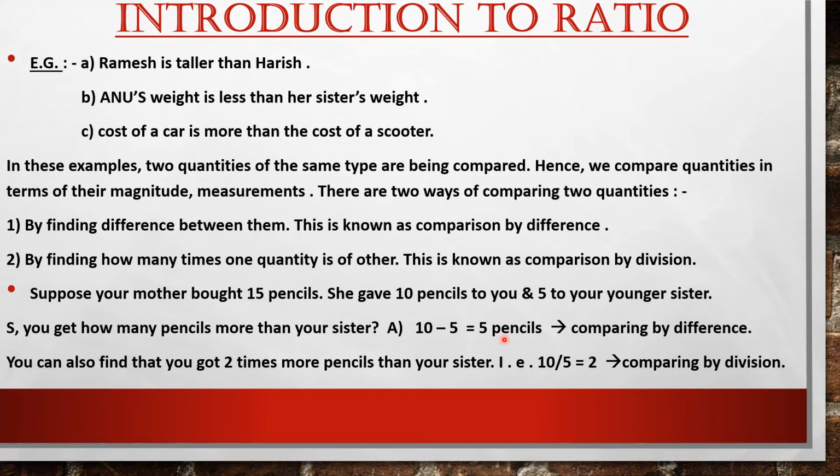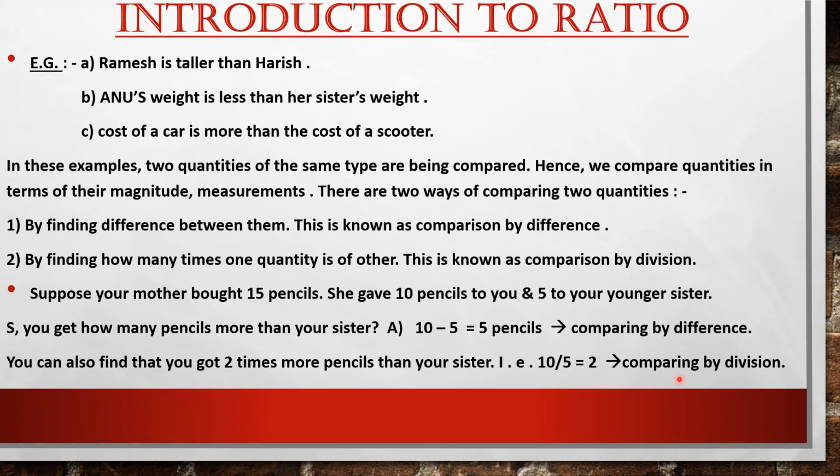Here, to compare the number of pencils given to you and your sister, the difference between your share and your sister's share was found. This process is known as comparing by difference. Children, there is another way of comparing the pencil share in this example. You can also find that you got 2 times more pencils than your sister. That is, 10 divided by 5 equals 2. Here comparison has been done by division.